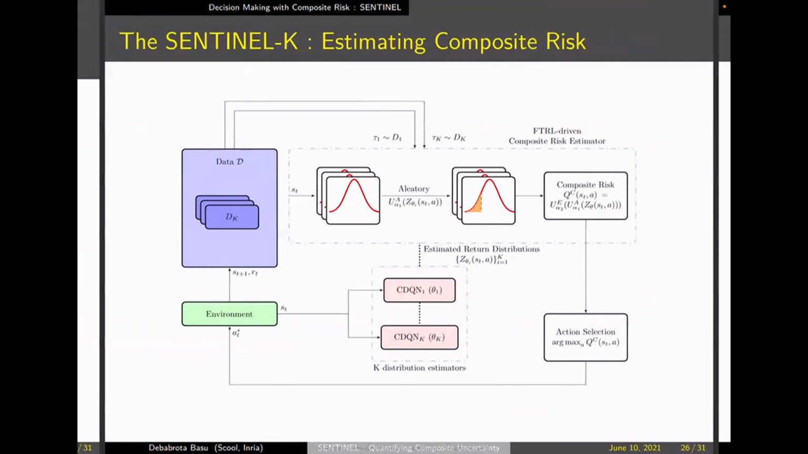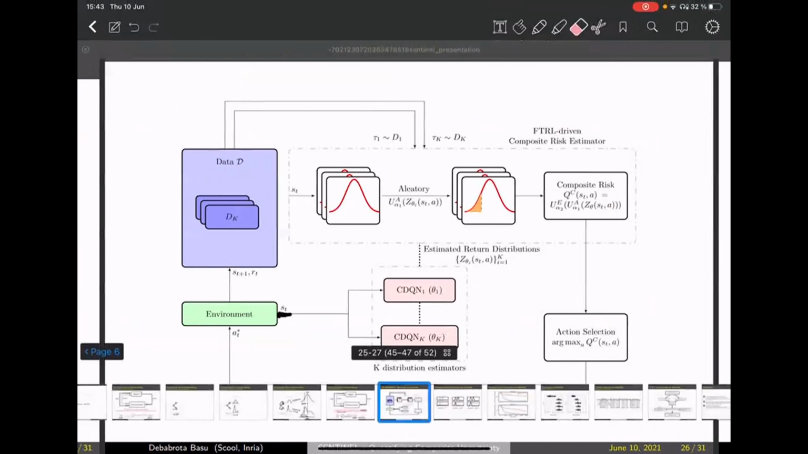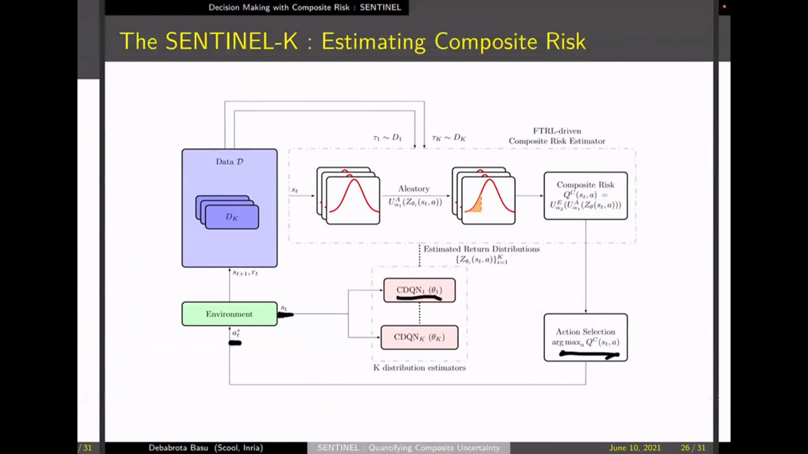What Sentinel does, as in a usual reinforcement learning algorithm, is take an action A_t, depending on something like Q learning, and then observe the state. Depending on the state, it uses K different return distribution estimators to get K estimates of the corresponding return distribution. And these are, say, the K estimates.